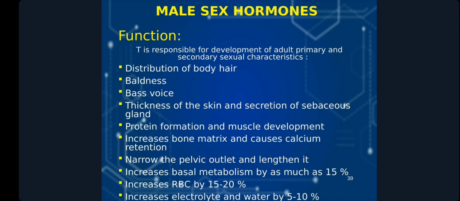These are some secondary characteristics of testosterone. There are some features of testosterone that add secondary characteristics to the male. Testosterone is responsible for development of some features, such as secondary characteristics or phenotype, such as distribution of hair, baldness, thickness of skin, protein formation, and increasing amount of RBC, hematocrit, and electrolytes. All of them will be increased because of testosterone.